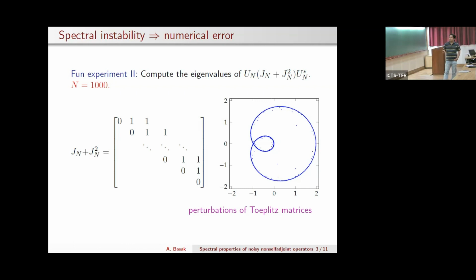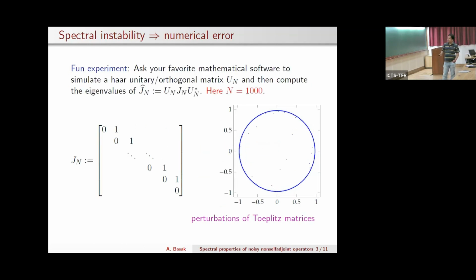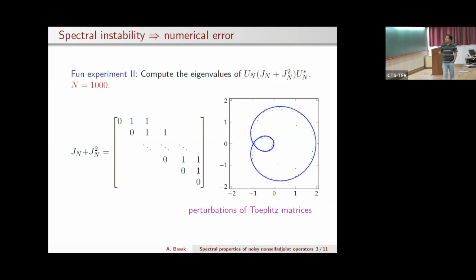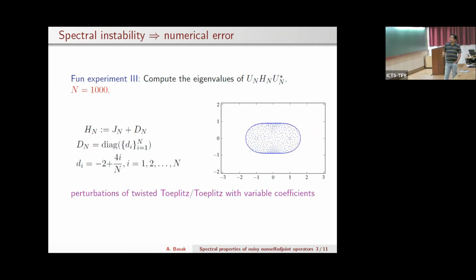And again, this is an artifact of the issue that the spectrum of non-normal or non-self-adjoint operators or matrices is very unstable with respect to perturbation. These are examples that we will come back to. These are examples of Toeplitz matrices, and I'll define more formally in the next few minutes what we mean by Toeplitz matrices. And this is not just for Toeplitz matrices, it holds for more general matrices.